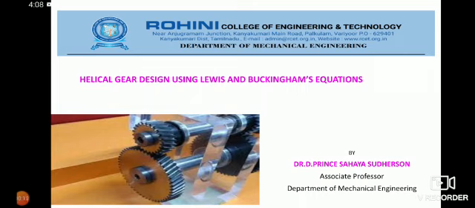Today, I am going to discuss helical gear design using the Lewis and Buckingham equation, which comes under the subject Design of Transmission System, subject code ME8651. Before we deal with the subject, we can see the course outcomes.